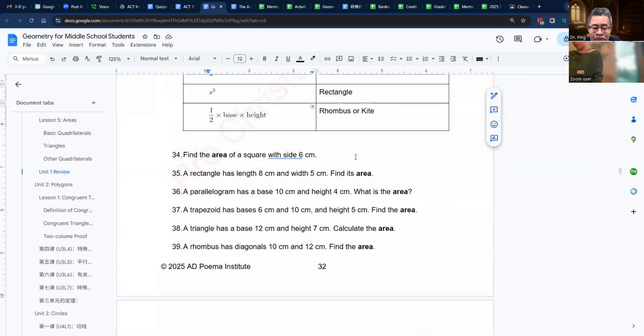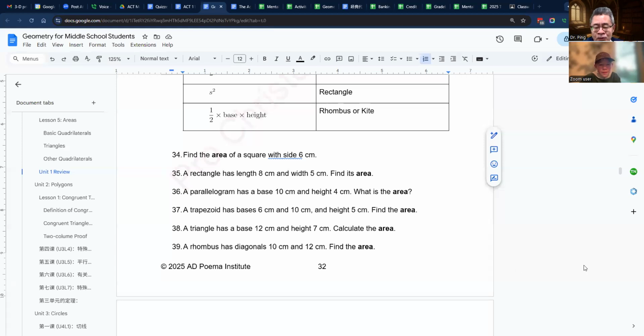Triangle, yep. So find the area of a square with side 6 centimeters. And 35, a rectangle has length 8 centimeters and width 5 centimeters. Find its area.